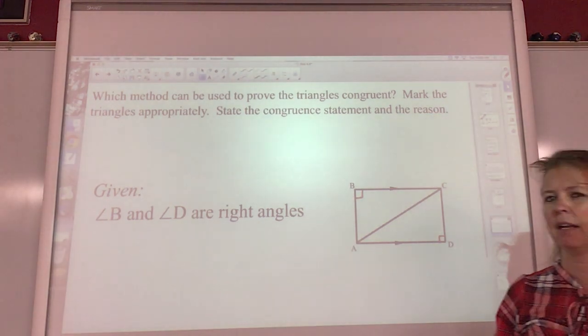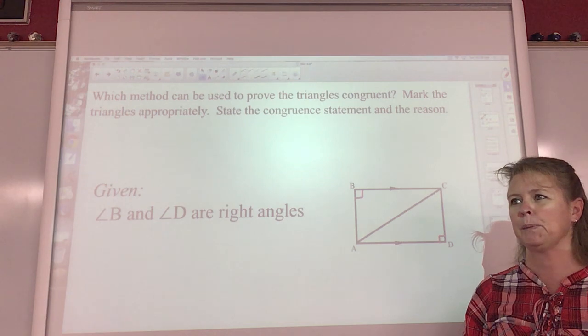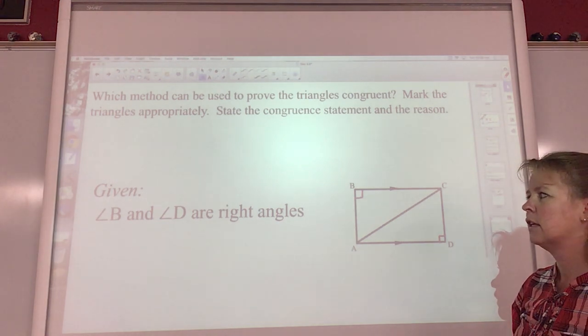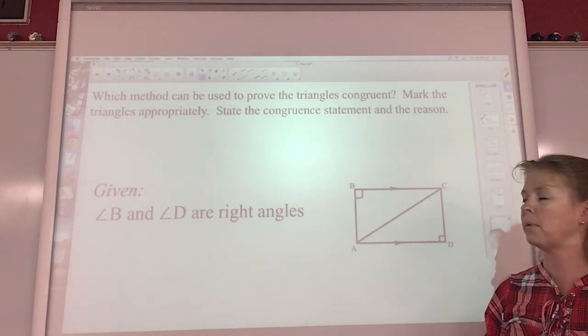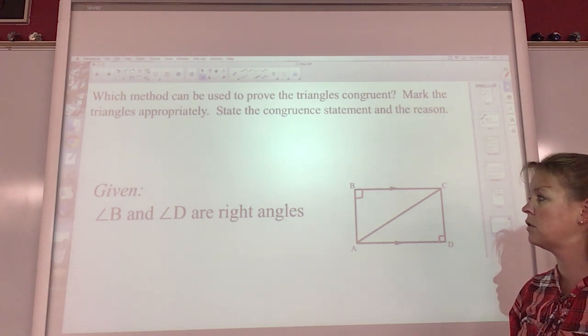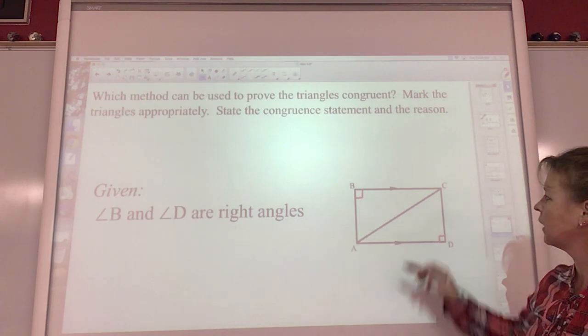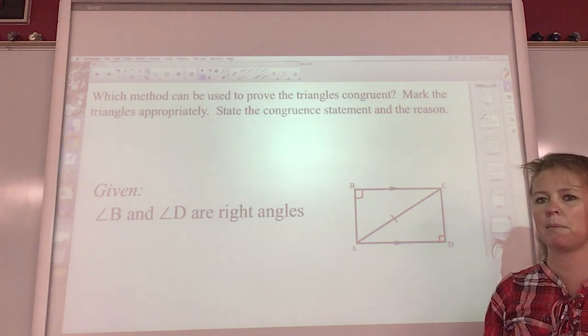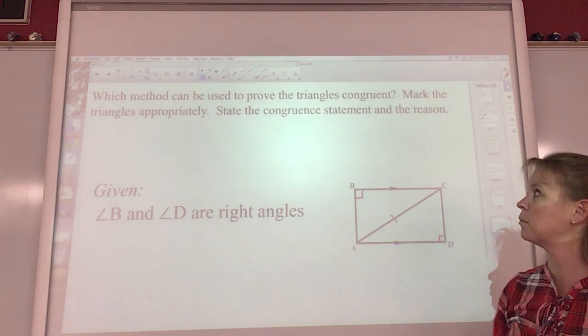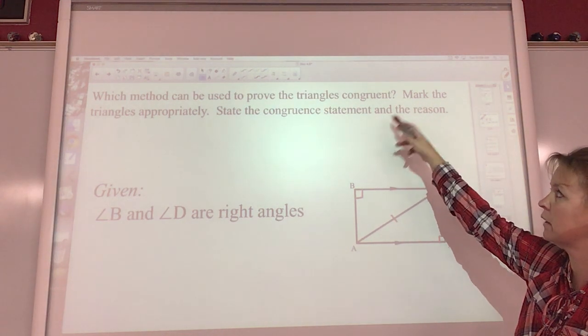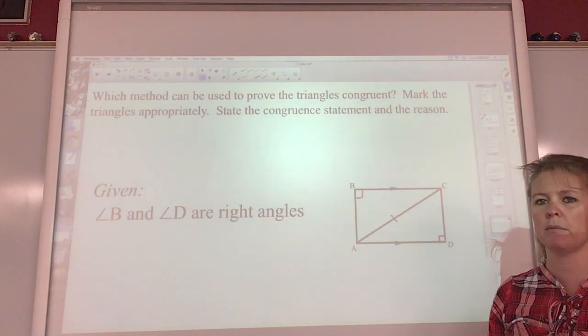Got it. That kind of gives me a hint. Right angles. There is a theorem or postulate that has right angles and right triangles in it. Let's see if we can use it. We also know that segment AC is congruent to segment AC by the reflexive property. All we have to do is mark the triangles. It doesn't say that we have to make a list of all the missing information.